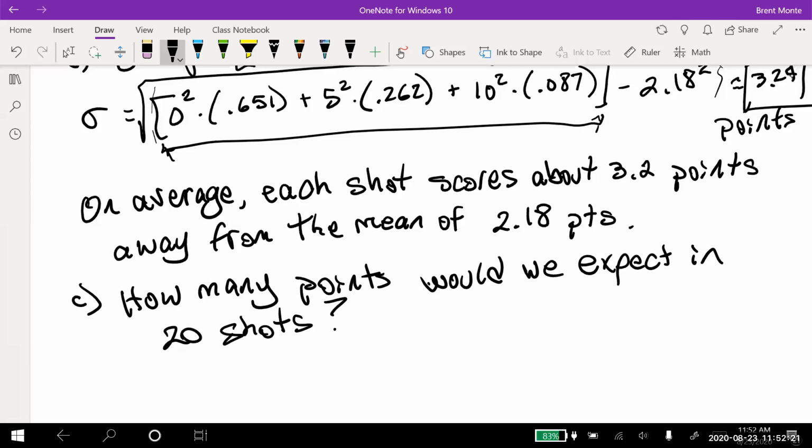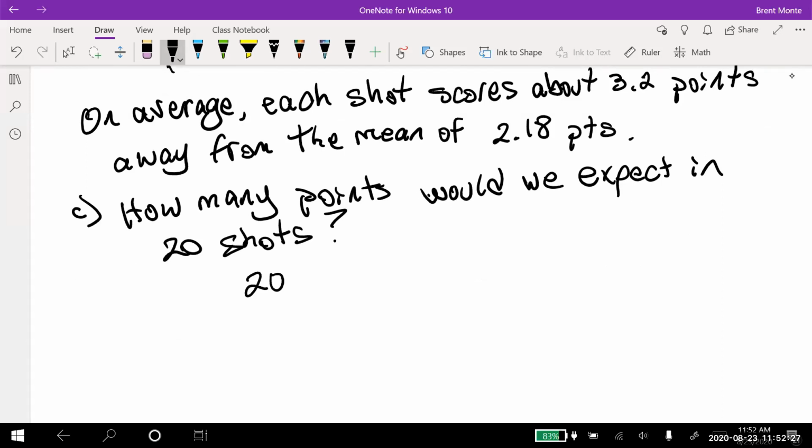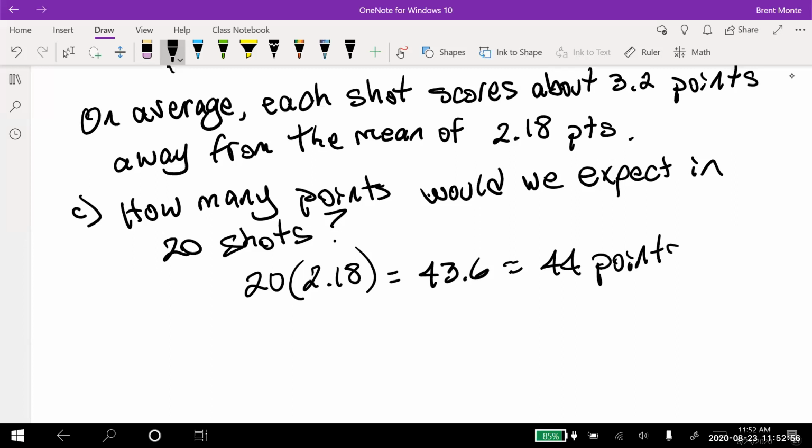Well, remember, if on average we score 2.18 points, all I'm going to do is say, oh, 20 times I'm going to score 2.18 points. And so I just multiply those together, 20 times 2.18. I get 43.6. Well, since it's the number of points, I usually round that to the nearest point, since this is specifically saying, how many points do I expect? I don't expect 43.6 points, so I would round that up and say about 44 points. I would just round that to whatever the nearest whole number of points is, because I know I have to score a whole number of points.